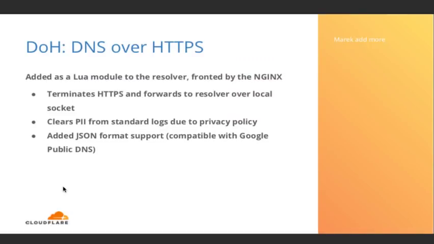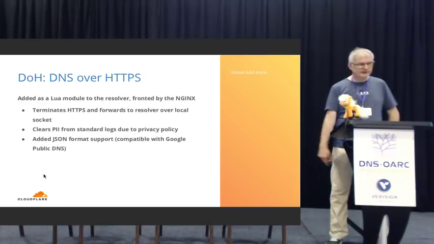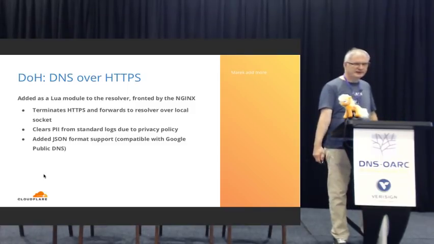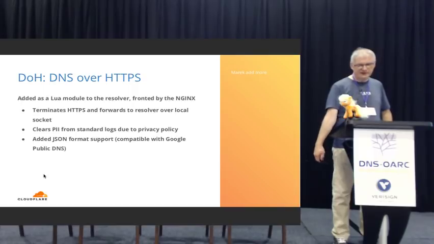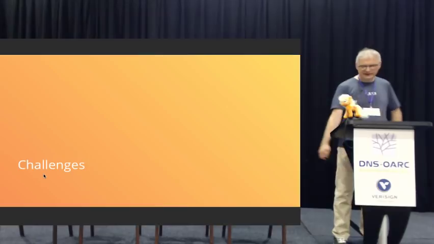DNS over HTTPS, well, we have that actually terminated by our Nginx. We wrote a special Lua module that deals with it and talks to our resolvers. The most complicated part of that was making sure that the Lua module prevented the rest of Nginx from writing any PII into the HTTP log systems. But we did that. And we also adopted the Google JSON format, which should be standardized because it's a very nice little format for queries. What are our challenges in this?